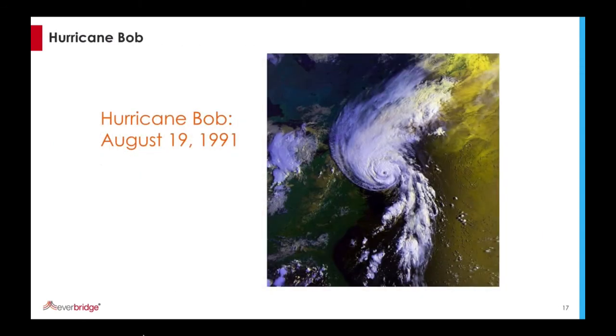The second one I want to spend a minute on was Hurricane Bob, which hit practically the entire eastern seaboard in 1991. This is not a good resolution, but if you look at that shot, Florida is sort of at the lower left. The eye of the hurricane is probably due east of New Jersey at that point, with Nantucket being straight up ahead north and off to the right a bit.